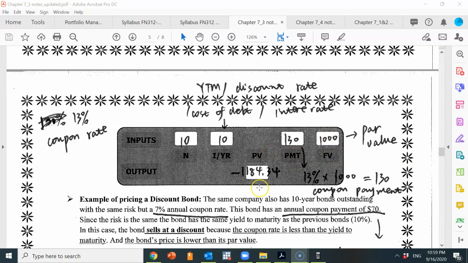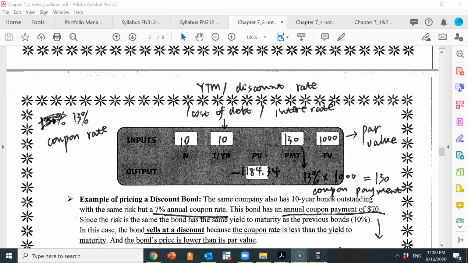Compute for PV. We're gonna get negative 1184.34. This is the bond price. It is higher than the future value, the par value, because this is a premium bond. So we have a price higher than par value. We have a yield to maturity, coupon rate 13%, also higher than interest rate 10%.